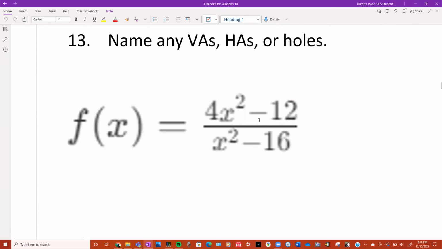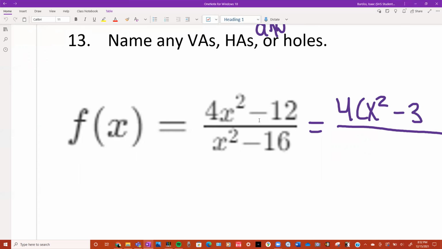All right, now we remember this. We have to name vertical asymptotes, horizontal asymptotes, or holes. Well, I guess it should say and, because in this case, there's all of those. So first thing you got to do is factor it. I'm not going to review factoring right now, because that's something you should already know. But that would be this up here, and that would be this down here.